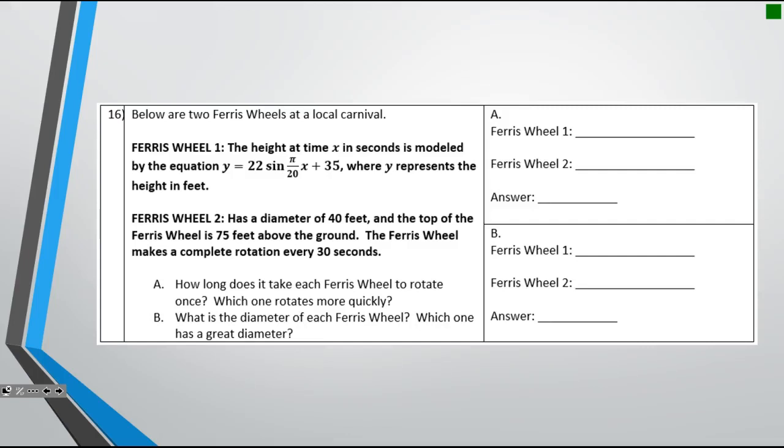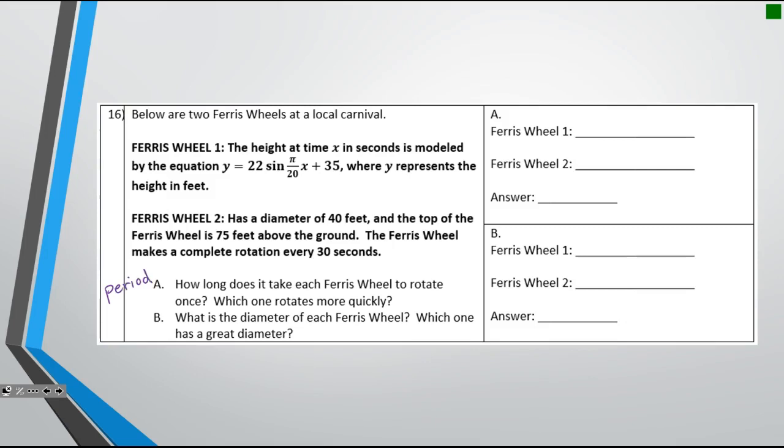We have two Ferris wheels that are at a local carnival. I'm going to skip right down to part A. It says, how long does it take each Ferris wheel to rotate once? So when it's asking you how long it takes a Ferris wheel to rotate, what it's actually asking you to find is the period.